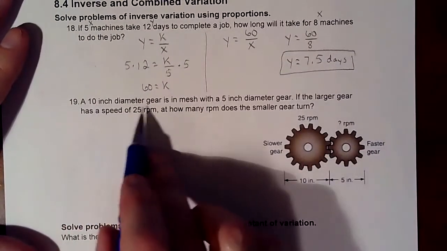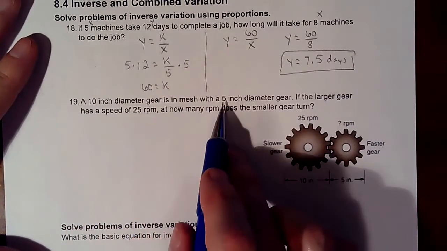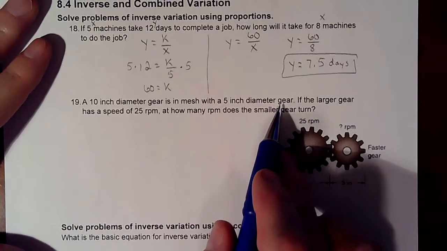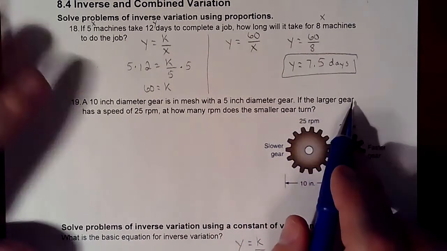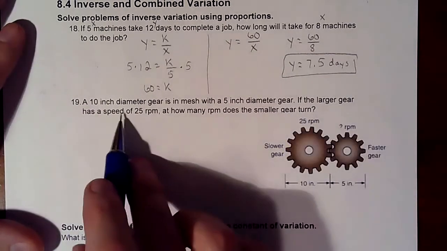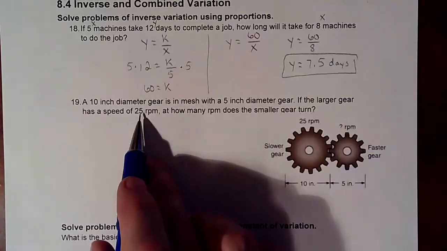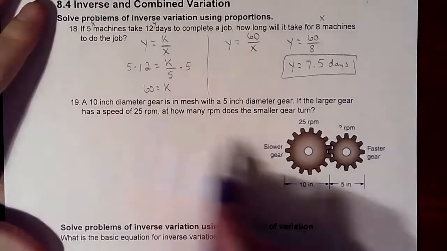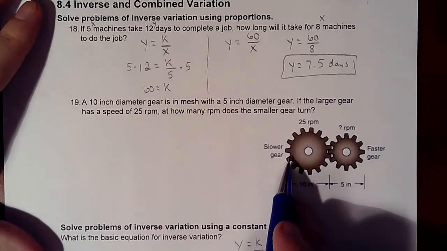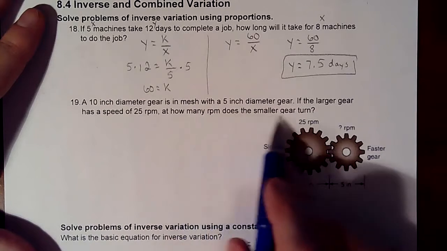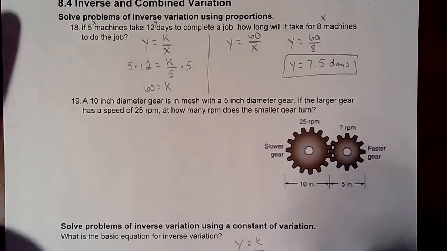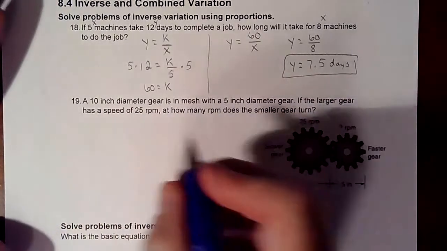So we have a 10-inch diameter gear in mesh with a 5-inch diameter gear. Okay, so if the larger gear, which is this one, is rotating at a speed of 25 revolutions per minute, so this one's going 25 revolutions per minute, how many revolutions per minute is the smaller one going? Okay, so let me organize my thoughts here.